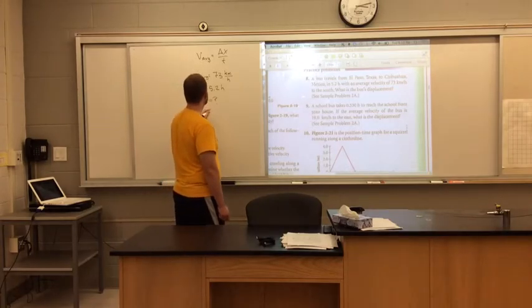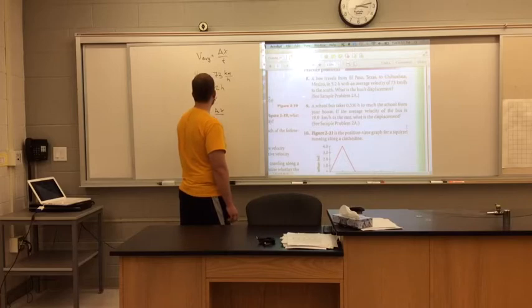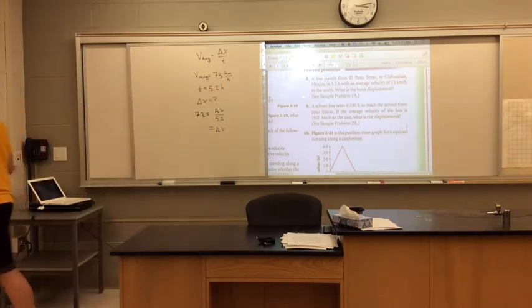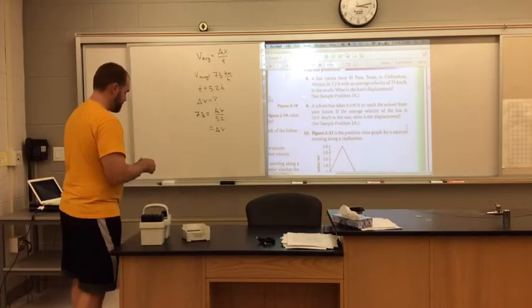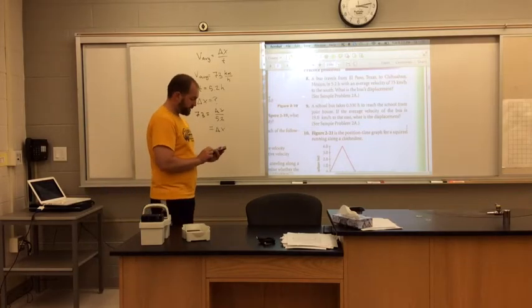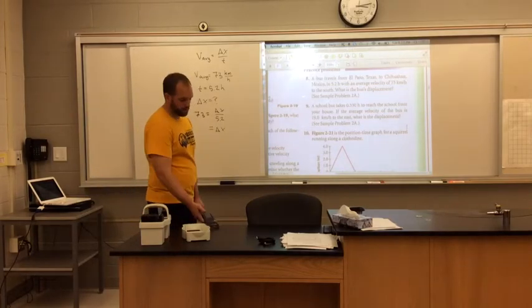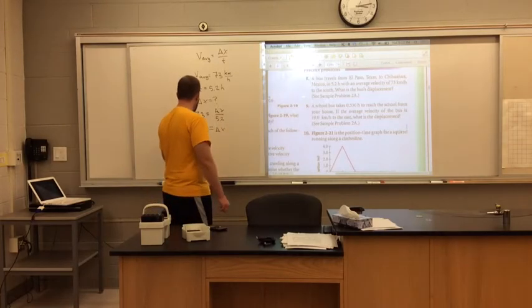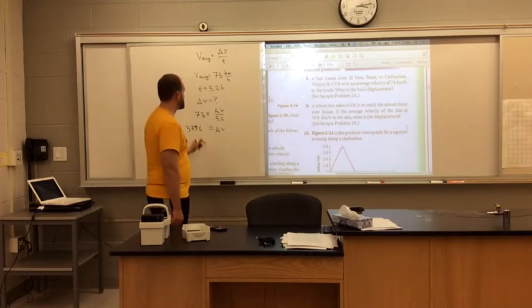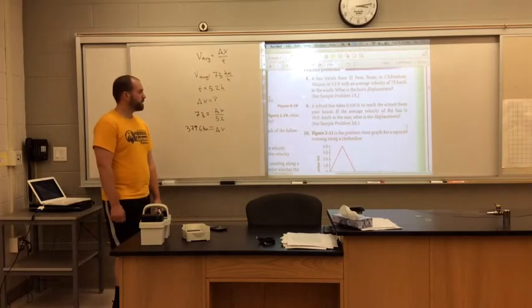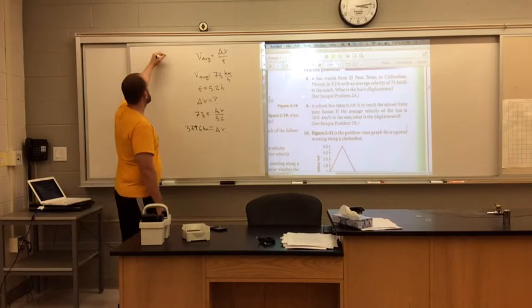73 equals delta x over 5.2. Delta x is, I need a calculator. Here's my calculator. 73 times 5.2. Bingo, bango. 379.6. 379.6 what? 379.6 kilometers. That's how far you went. Okay? All right, and this was number 8.